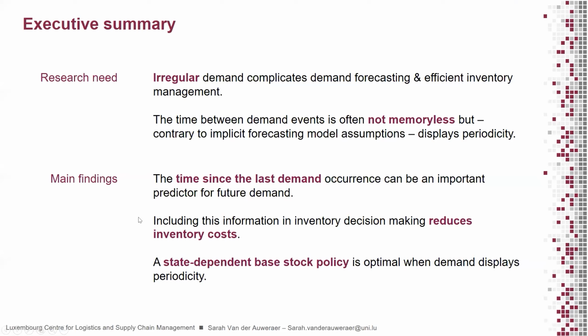Needless to say, in a session on intermittent demand, intermittent demand can be quite difficult when we're talking about forecasting, and especially when we're talking about inventory management. What we have found in data from practice is that the time between demand events is very often not memoryless, unlike what is typically assumed in forecasting models. Instead, it can display some sort of periodicity. Using this information on periodicity and on the time since our last demand observation can be an important predictor for future demand. If we incorporate such information in an inventory decision-making system, we can greatly reduce our inventory costs. We can also show that a state-dependent base stock policy is optimal under such circumstances.